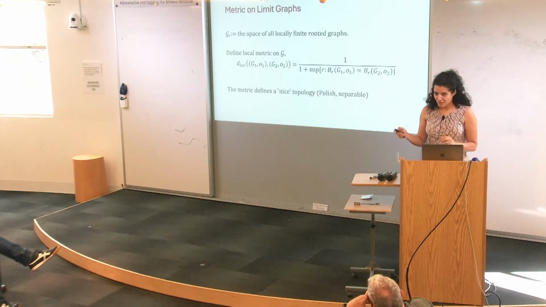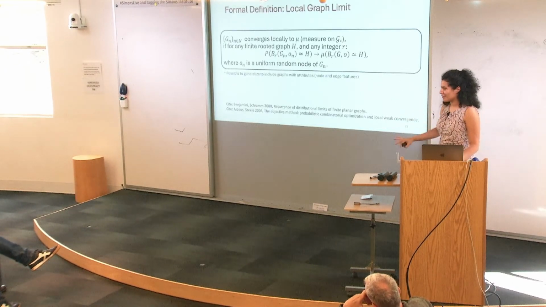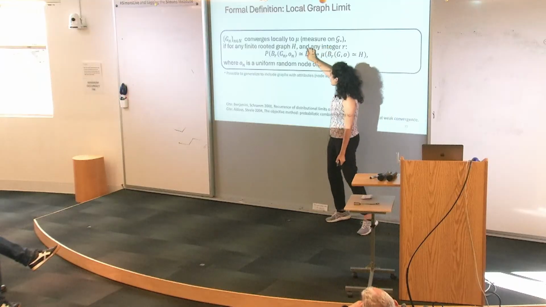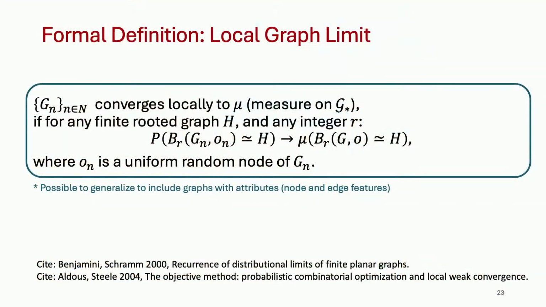Okay, so the formal definition, now that you know the metric and all, is that a sequence of graphs converges locally to a probability distribution on the space of all infinite graphs, G star, if for any rooted graph H, the density of H in these smaller graphs is converging to the density of H in the infinite version of it. Okay, and because the metric space is a well-defined space, you can define convergence in probability, in distribution, almost surely. Basically, it's the same as the asymptotics that you have for random variables, but now for graphs.